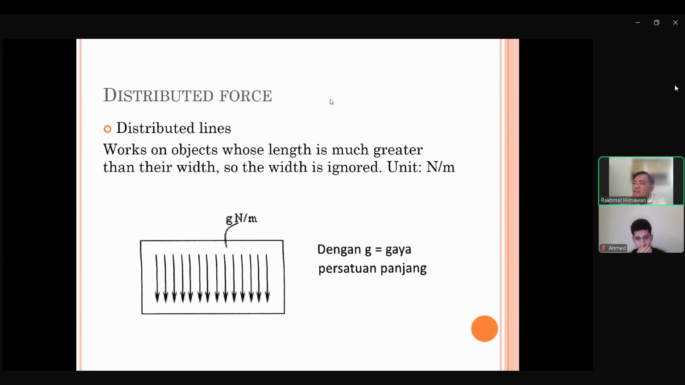Distributed line force works on an object whose length is much greater than its width, or maybe it has some width, but the length is much greater. So we can sort of not consider the width, only the length. The width is ignored. And the unit is Newton per meter. Sometimes we use g as gravitation, or it could be anything. Okay, but based on a line.